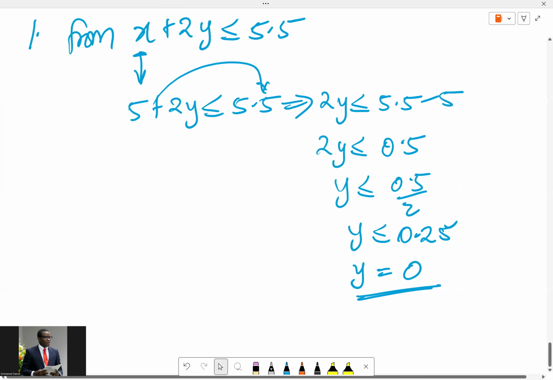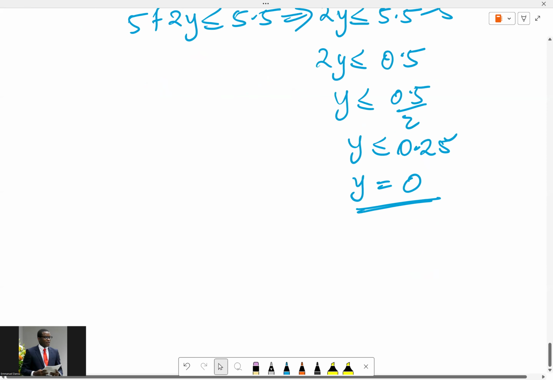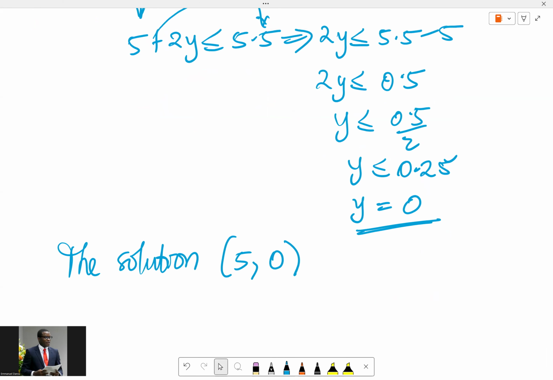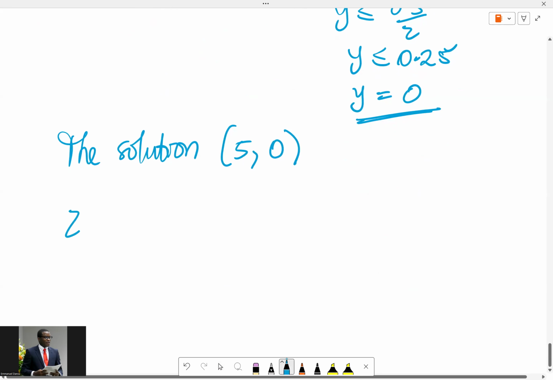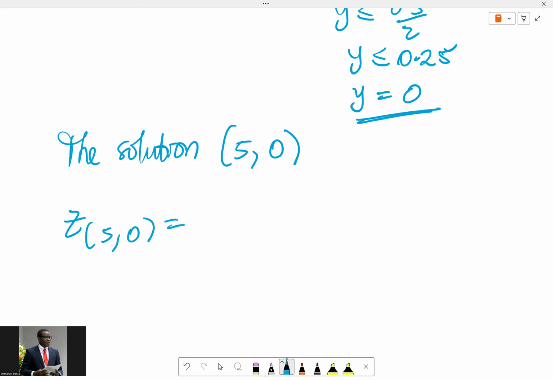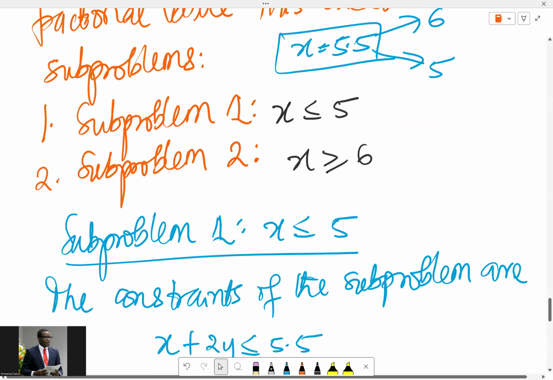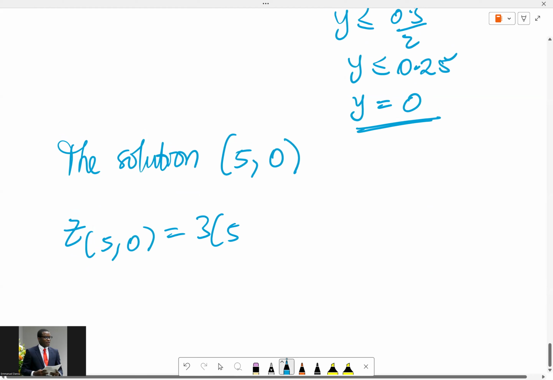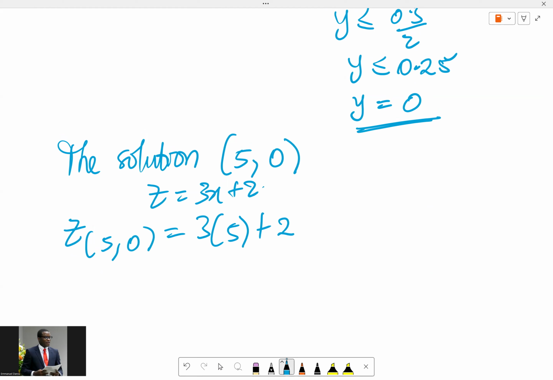So in that case, the solution, at least for the first part, is x is 5, then y is 0. If we take that into the objective function, z evaluated at 5 comma 0. What's the z again? Z is 3x plus 2y. Don't forget z is 3x plus 2y. So that means 3 times 5 plus 2 times 0, and that gives us 15. So you keep the 15, because we don't know what the next one is going to give us.